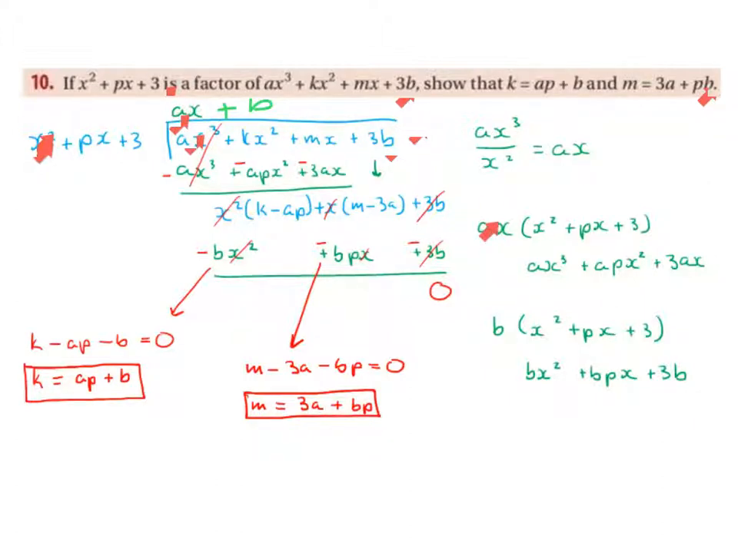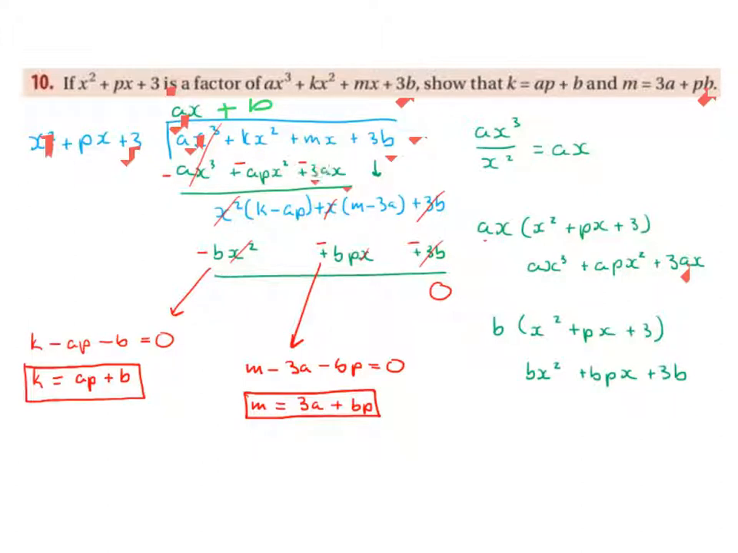Then we multiply the ax by the highest common factor, which is x squared plus px plus 3. So ax times x squared is ax cubed. Ax times px is apx squared. And ax times 3 is 3ax. And then we write this under the bus stop.